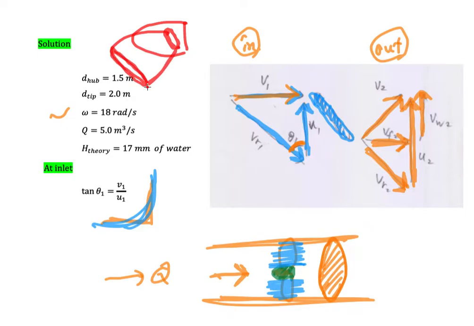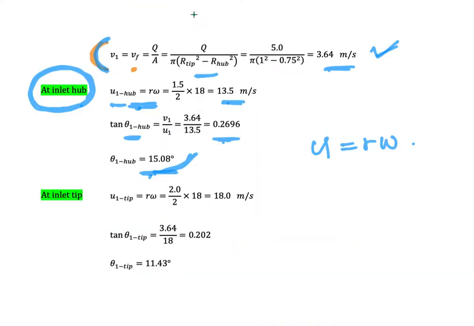So now we are calculating for this inlet here. This is the inlet at the hub, and this is the inlet at the tip. And here is the outlet at the tip, and this is the outlet at the hub. I hope you can understand the location of these. So this is the angle at the inlet hub.